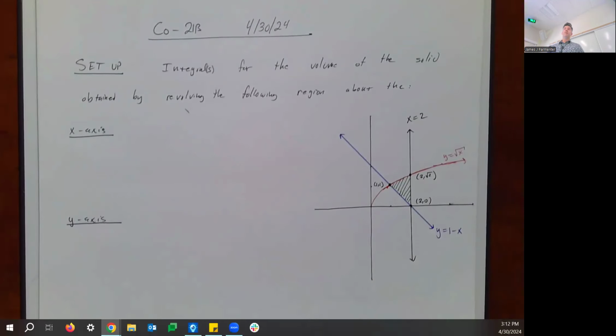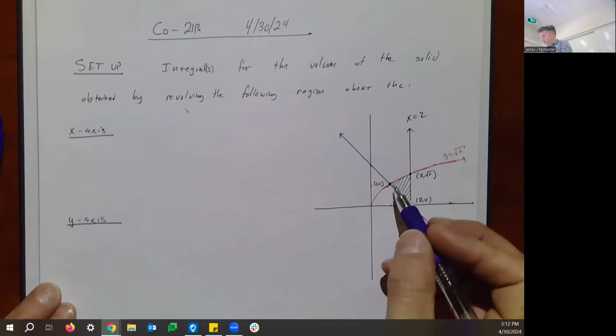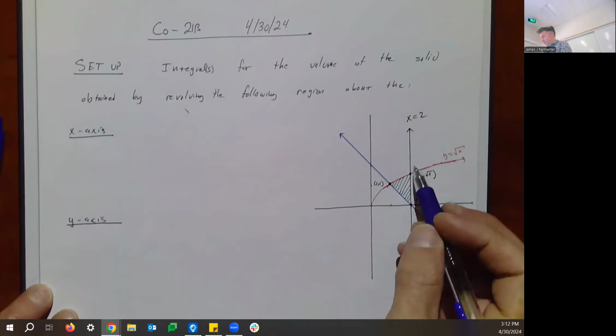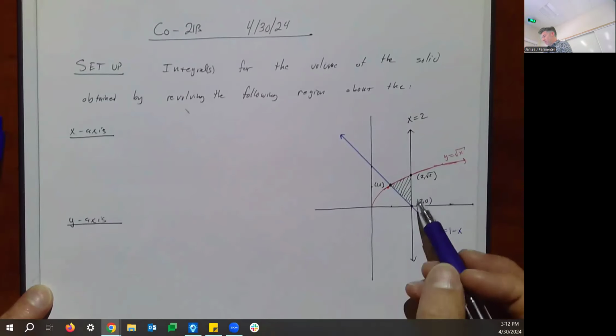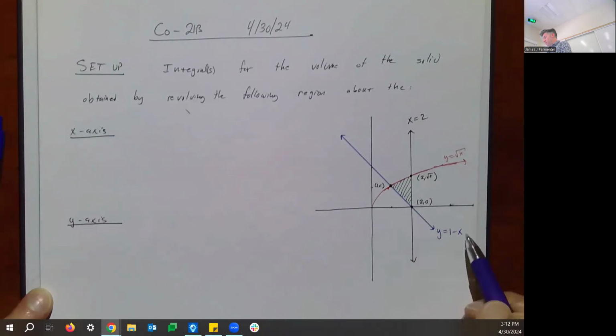You have choices, but in my opinion, there is a superior choice here. The superior choice is to draw a vertical strip. If you draw a horizontal strip, you're going to have to do two different strips. The horizontal strip would require something up here where the right was x equals 2 and the left was x equals y squared. And something down here where the right was x equals 2 and the left was whatever you get when you solve here, x equals 1 minus y.